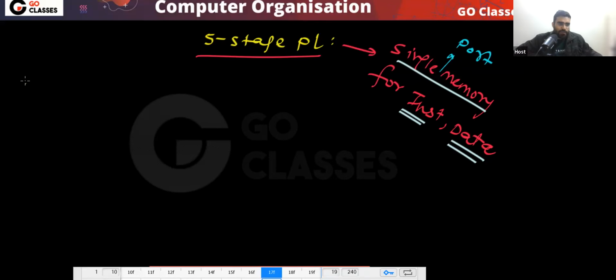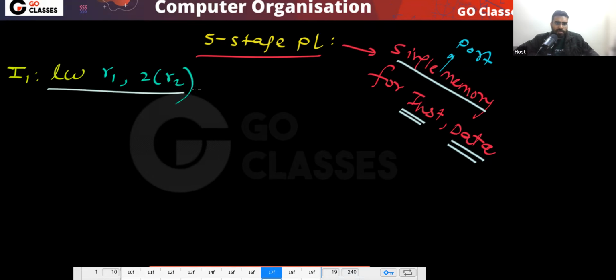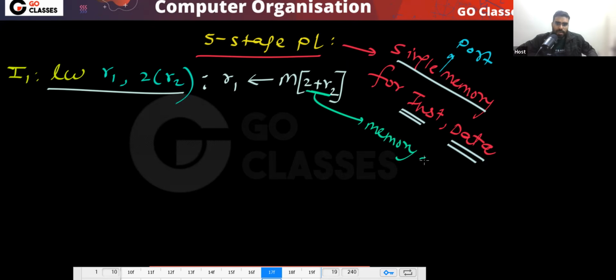Now you tell me, if you have this type of situation, where you have instruction I1, which is a load word instruction. You are loading something from memory into register R1. Can you tell me what this instruction means? This instruction means that in R1 we are loading something from data memory. This is the address, right? This we have already seen. This is your memory address. So this 2 plus R2 is your memory address.